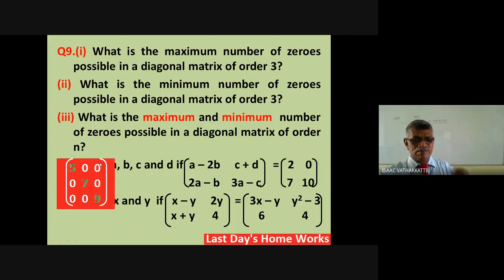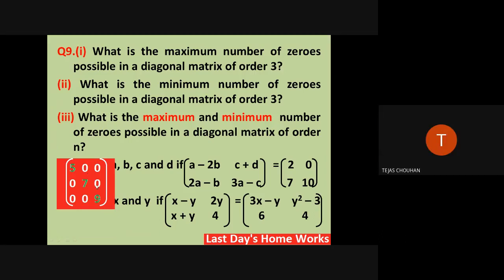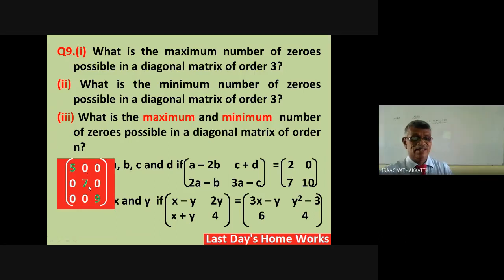Now what about the maximum number of zeros? Even the diagonal elements can be zeros, but not all zeros. So what is the maximum number of zeros? 8 zeros, exactly. Maximum 8 zeros, minimum 6 zeros. Now let us look at the third part.